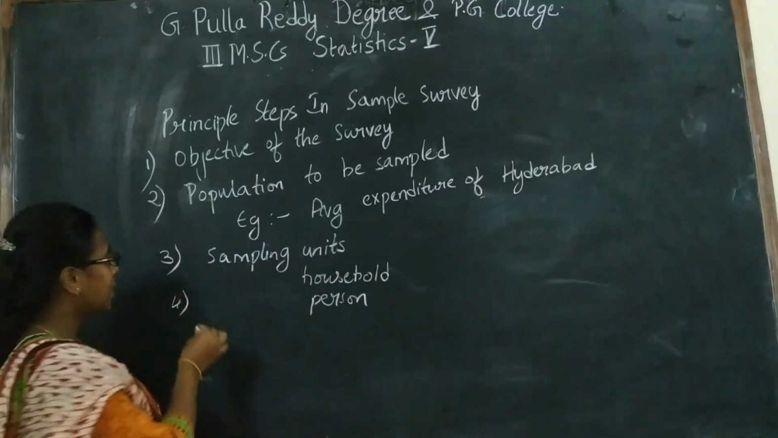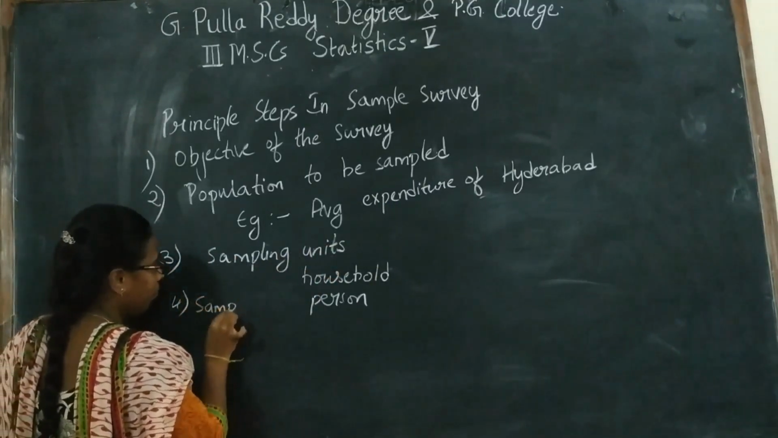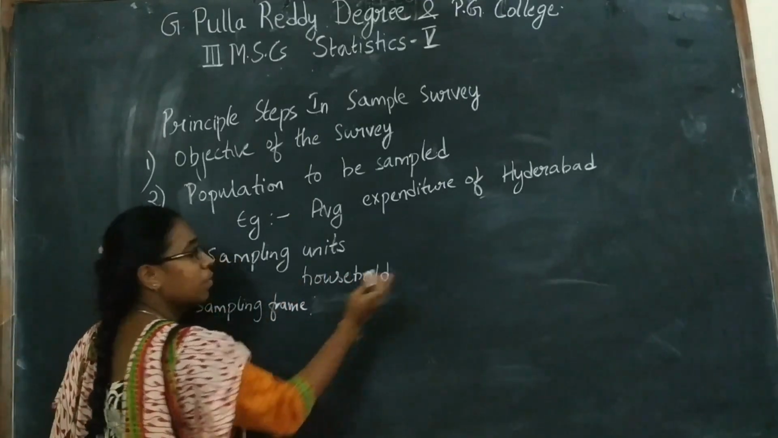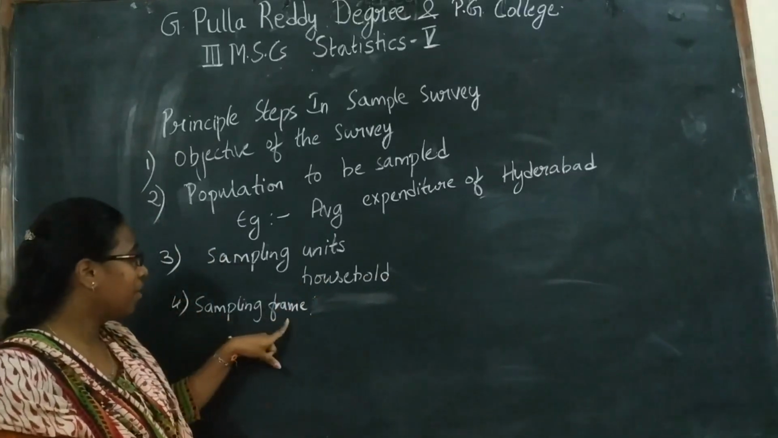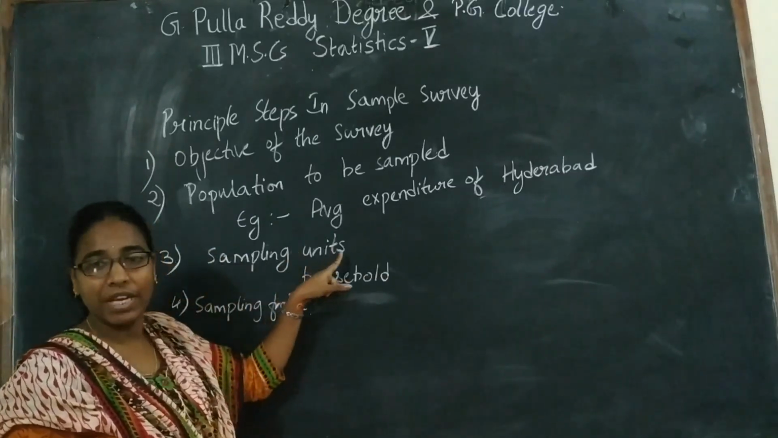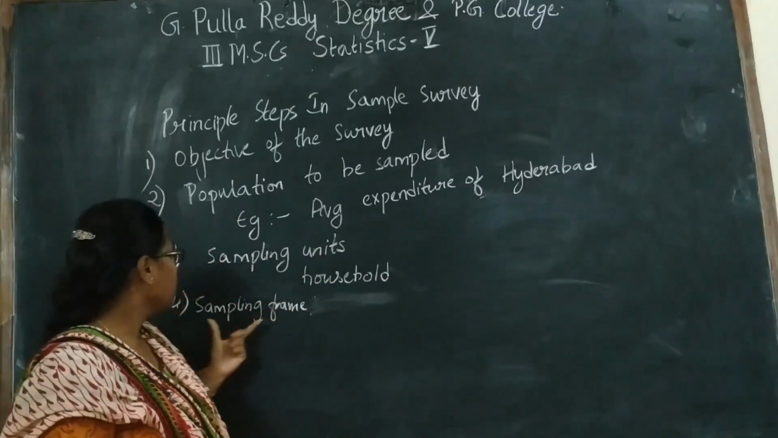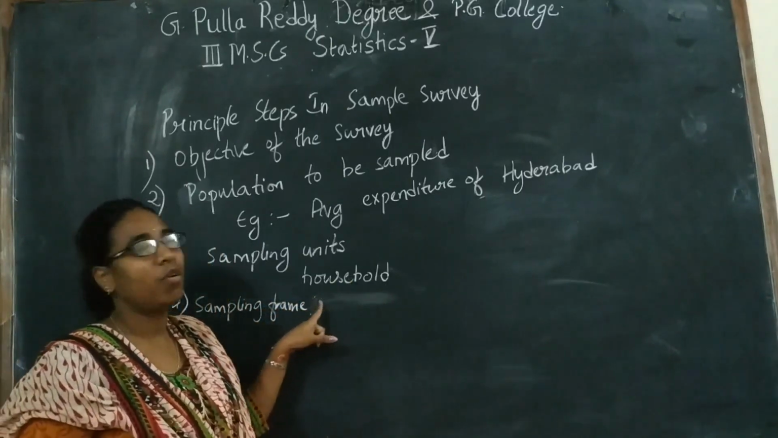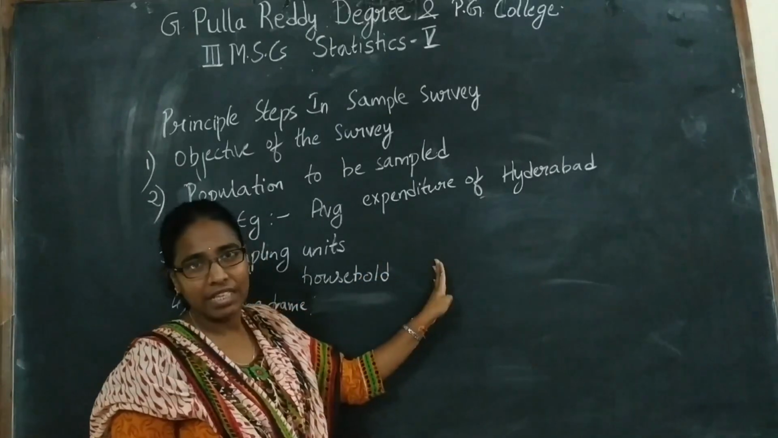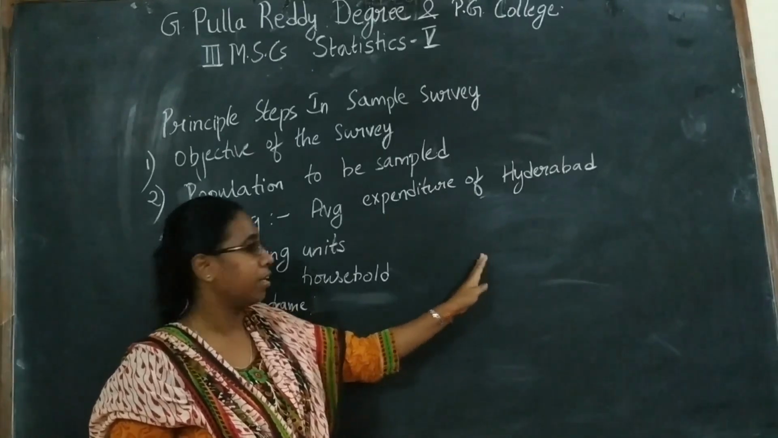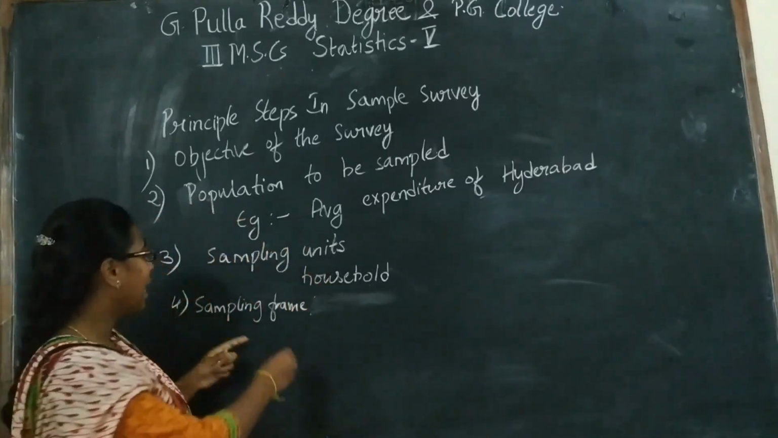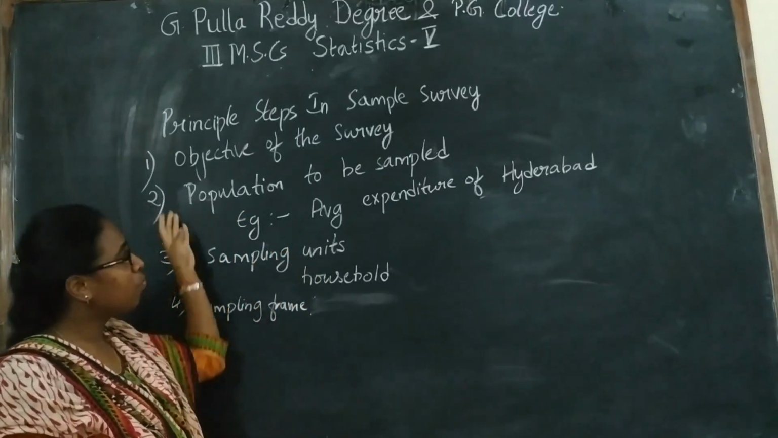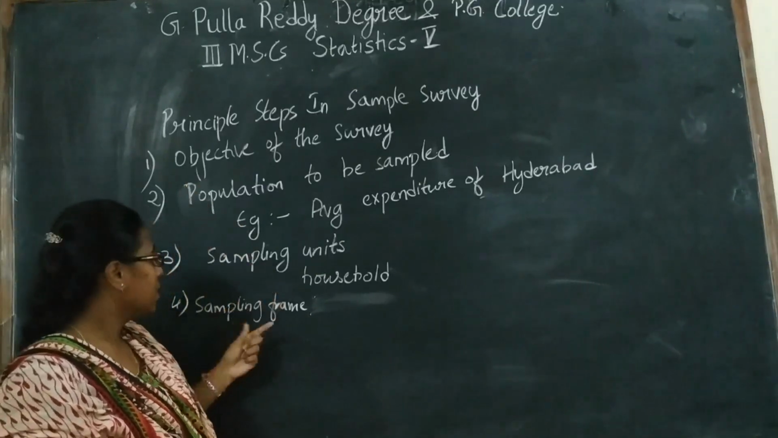Next is the fourth one. After sampling units, the next one is sampling frame. What is sampling frame? The list of sampling units is called sampling frame. So here, if I consider the household information or individual information, I will be getting it from a list. What is that list? It may be any voter ID or something of that kind. So by seeing that list, I will get the idea of the sampling units. This sampling frame guides the population towards the sampling units. So that is sampling frame.